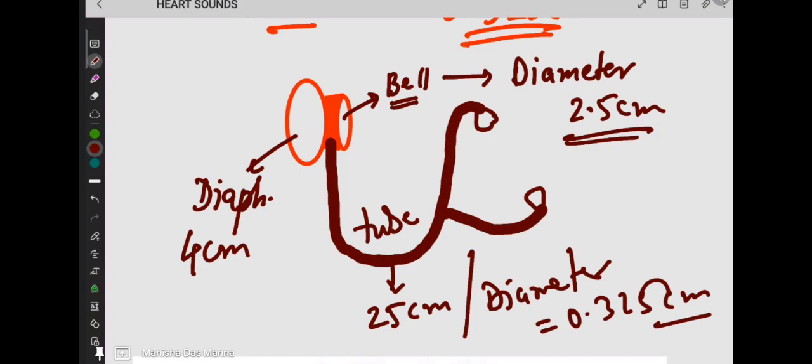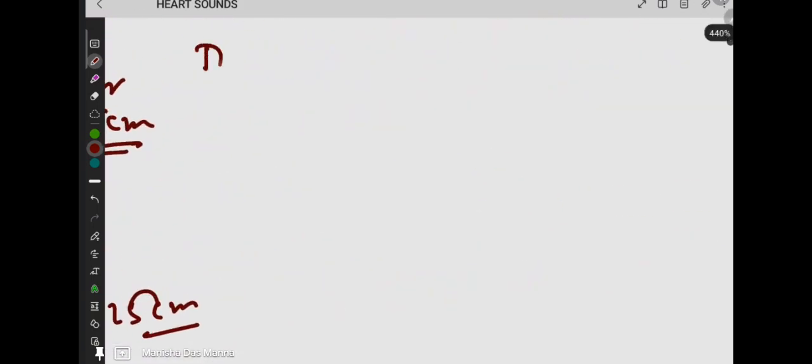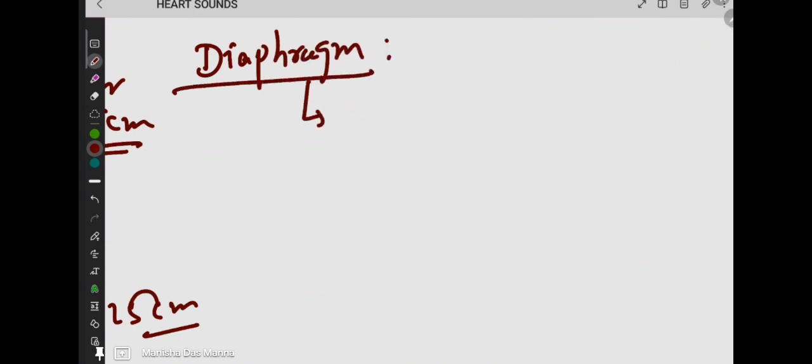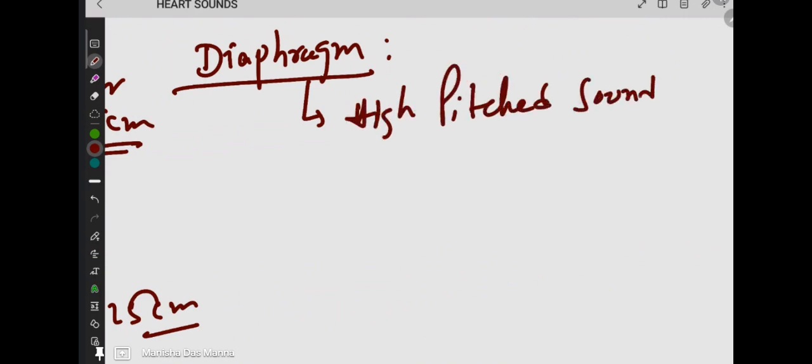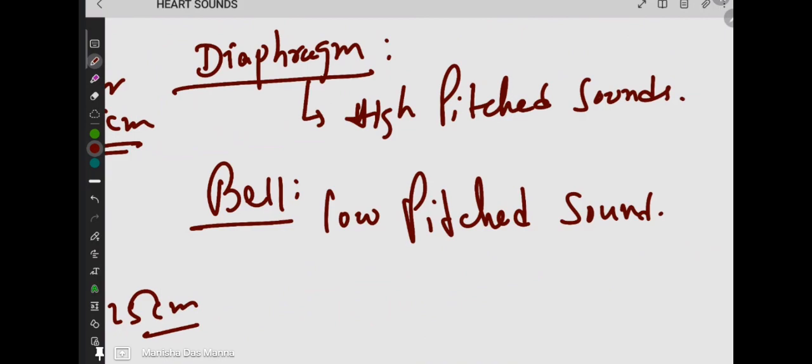Now, the diaphragm of the stethoscope is actually used to hear the high pitched sounds. So high pitched sounds are heard by the diaphragm of the stethoscope, and low pitched sounds are heard by the bell of the stethoscope.